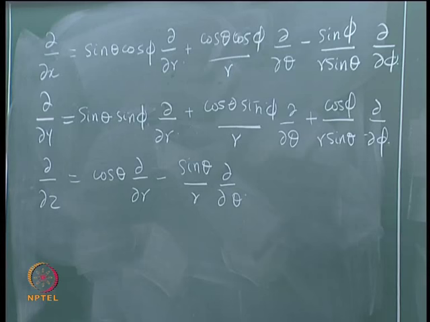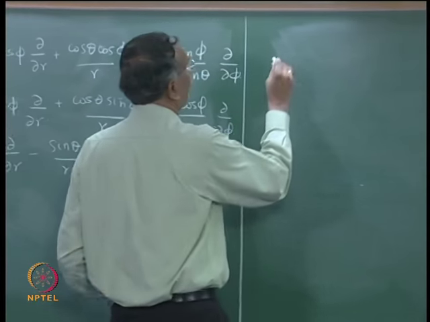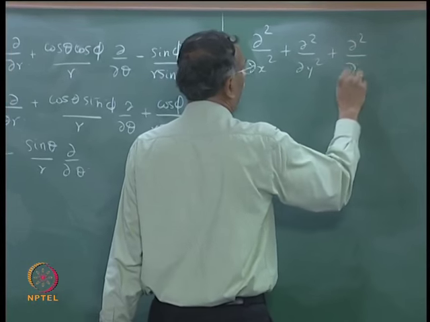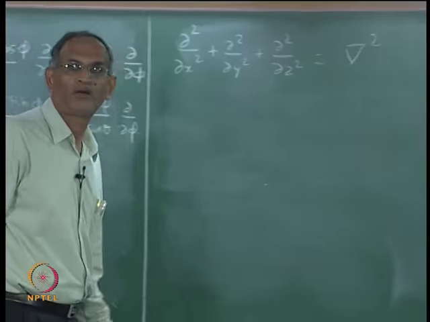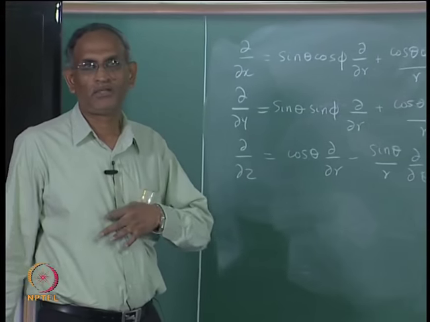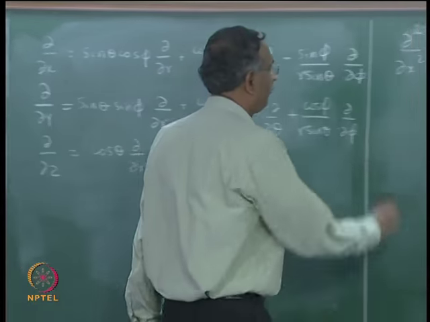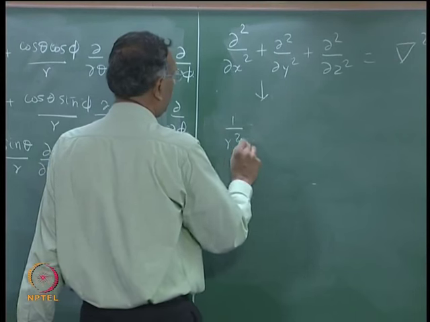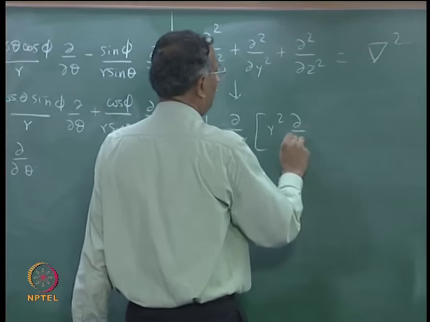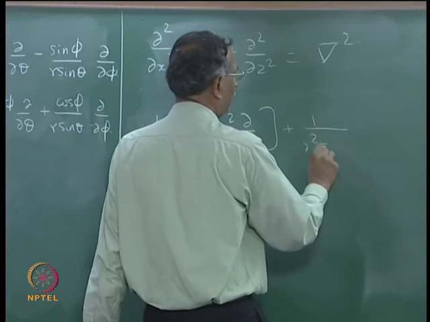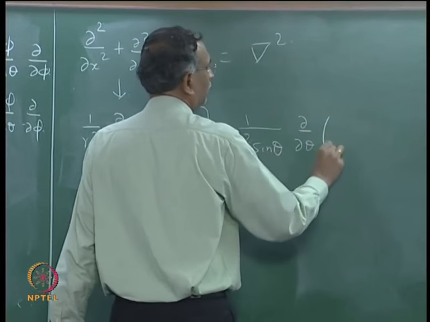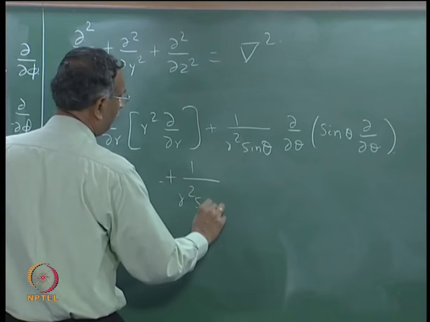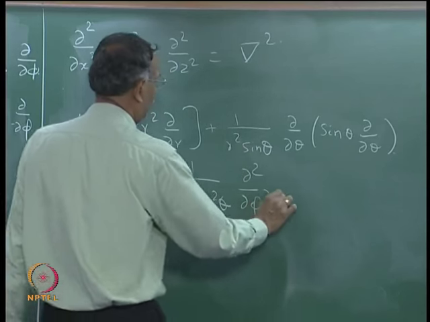One can go through the algebra, but at the end of the day, if you are going to write the derivative del square by del x square plus del square by del y square plus del square by del z square, which is the Laplacian in three dimensions in Cartesian coordinates, if you were to write that using the r, theta, phi coordinates, the final expression is written in a compact form. It is 1 by r square del by del r of r square del by del r plus 1 by r square sin theta del by del theta of sin theta del by del theta plus 1 by r square sin square theta del square by del phi square.